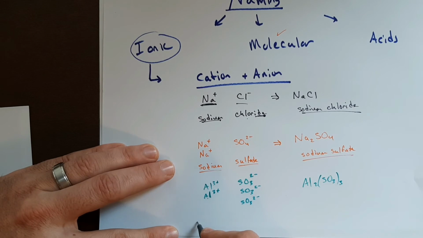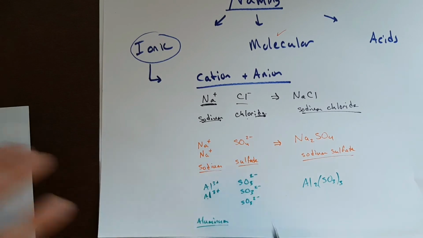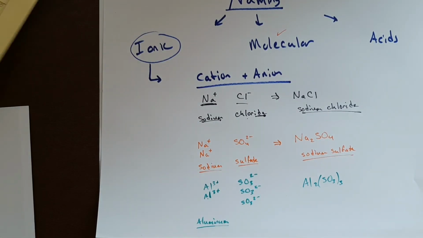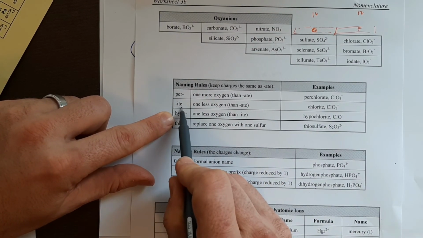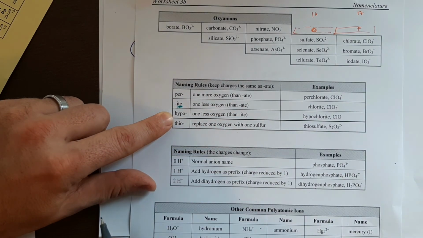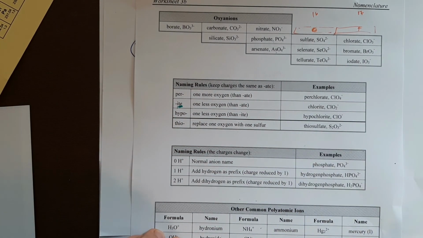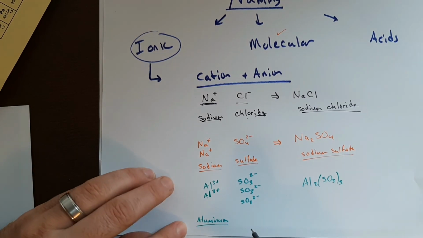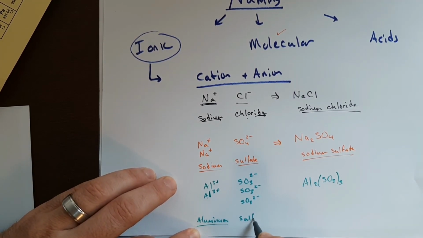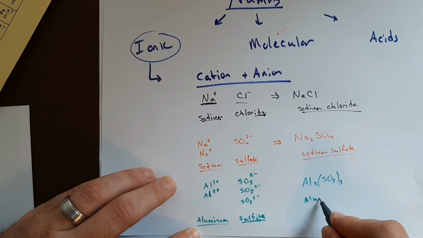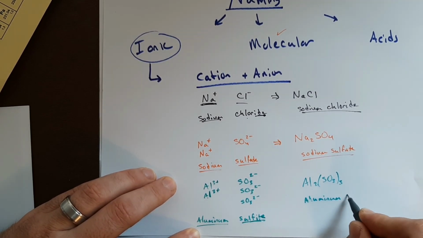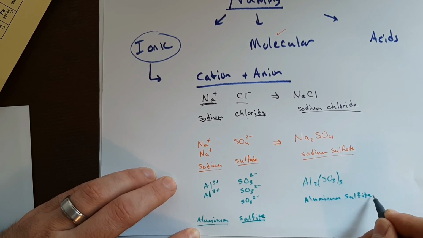But to name that, we just call this aluminum still. That one is not called sulfate. If we go back to our sheet, we see that when you have 1 less oxygen, your ending is ite. So instead of sulfate, it's sulfite. Then to actually name it, you just put the 2 names together. Aluminum sulfite.